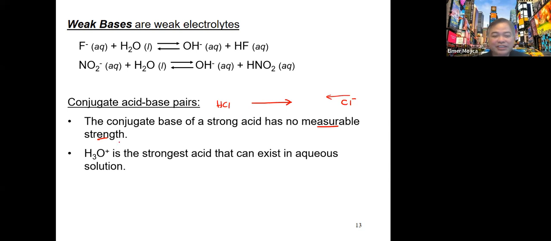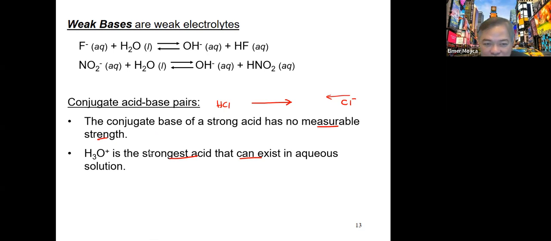Okay? So you could say H3O plus is the strongest acid that can exist in aqueous solution. Remember, when HCl dissociates in water, ano lang yung species na meron ka sa solution mo? Anyone? Do you still have HCl? Bakit yung statement dito is H3O plus is the strongest acid? Why not HCl? Anong explanation nun?